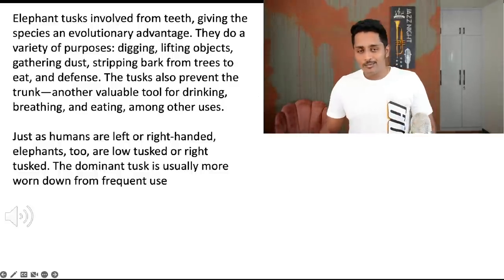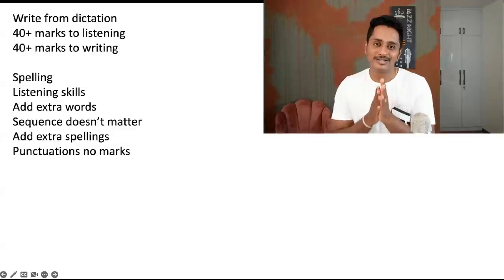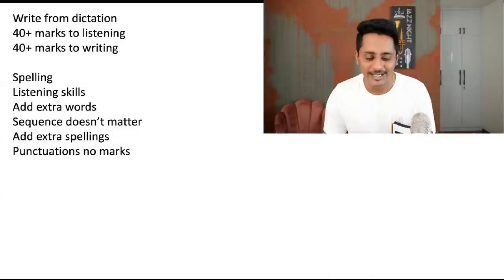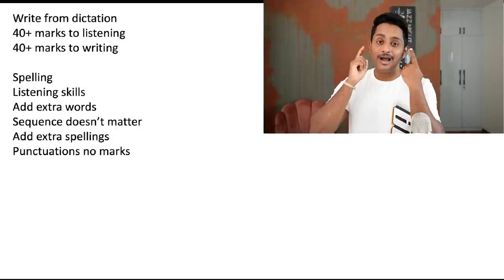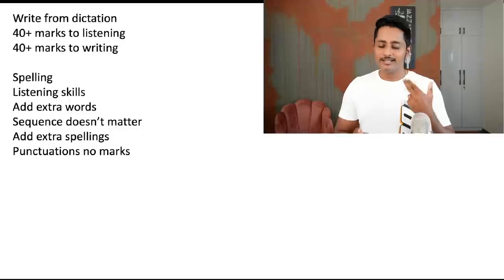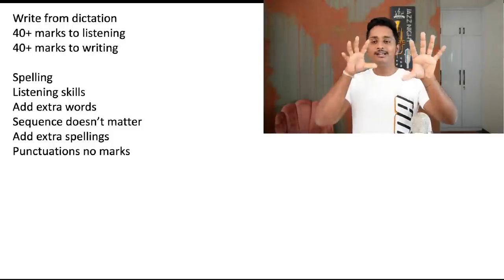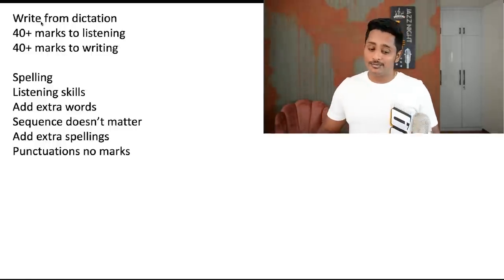Having said this, let's quickly move on to write from dictation. 40 plus marks towards your listening and 40 plus marks towards your writing. What matters is spelling, listening skill. Listening skill, you understand and write. Don't memorize. You listen, you understand. Divide them into phrases. I'll show you how to do that. And then you're supposed to write.